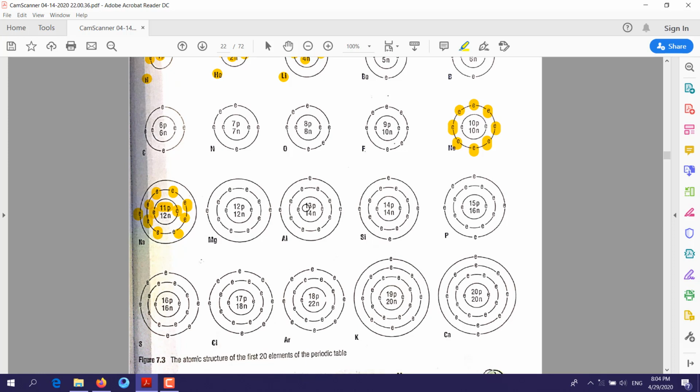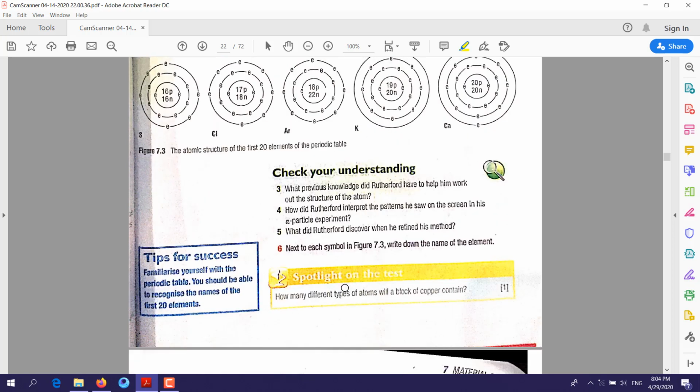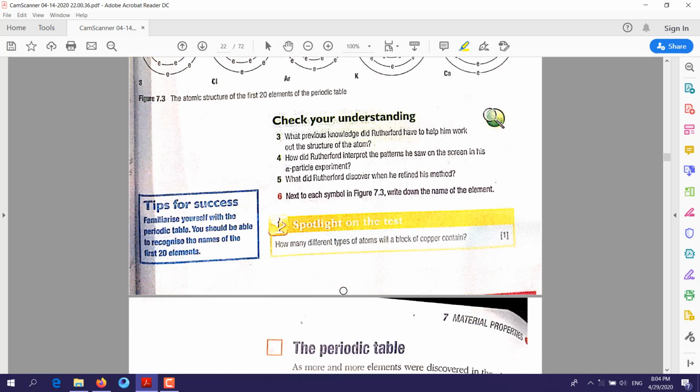You can put a maximum of 2 electrons. In the second orbit, you can put a maximum of 8 electrons. Check your understanding. Also, it will be your task.